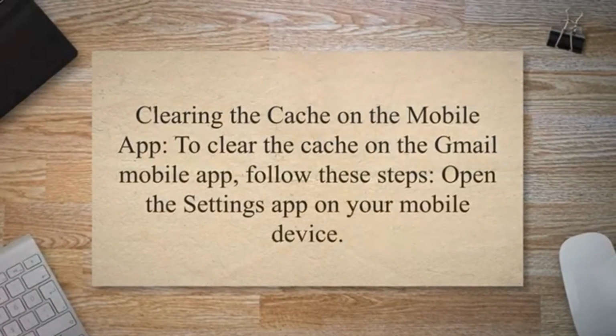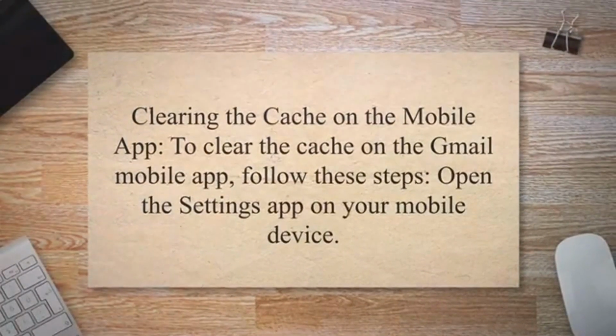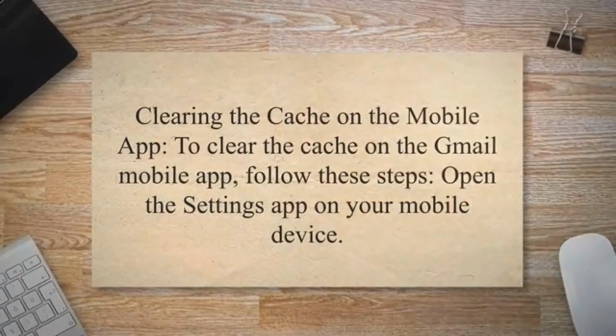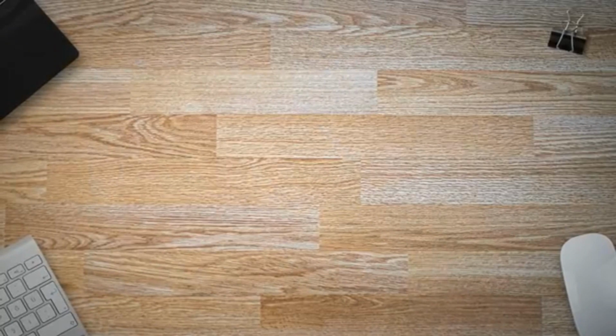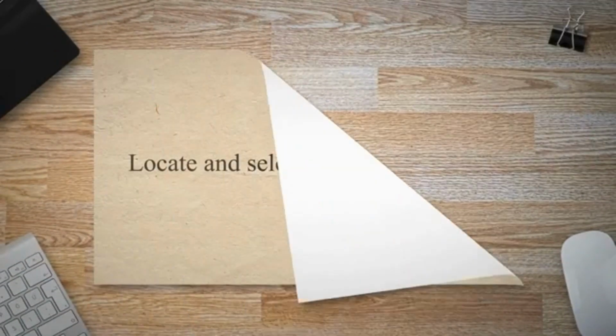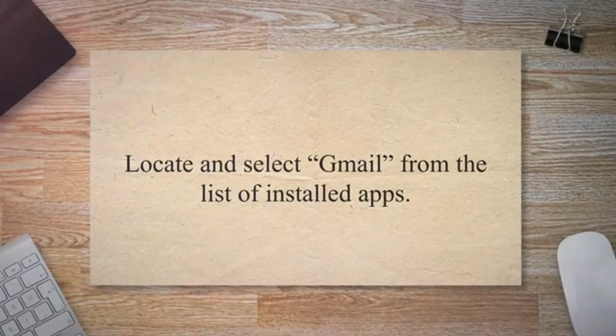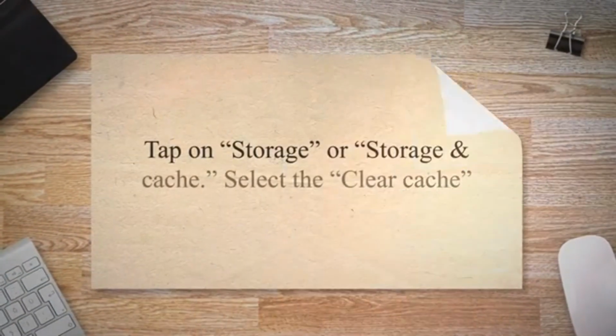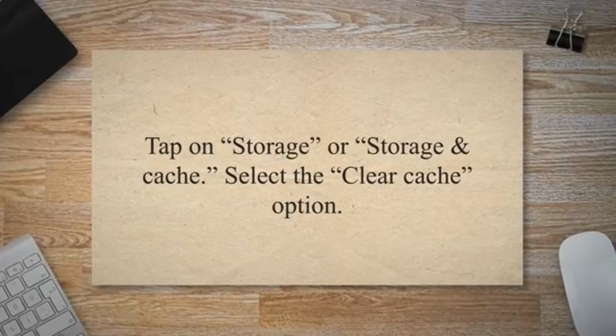Clearing the cache on the mobile app. To clear the cache on the Gmail mobile app, follow these steps. Open the Settings app on your mobile device. Navigate to the Apps or Applications section. Locate and select Gmail from the list of installed apps. Tap on Storage or Storage and Cache. Select the Clear Cache option.